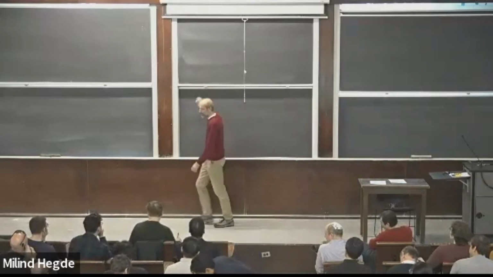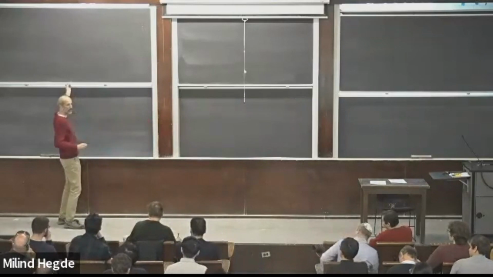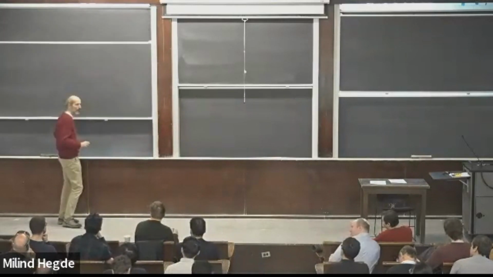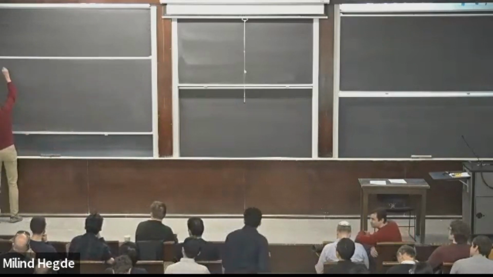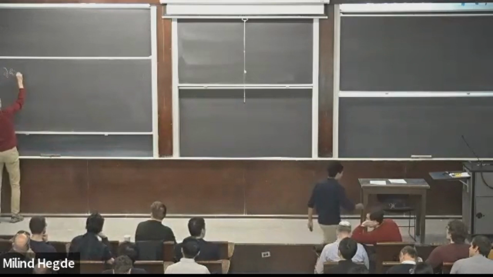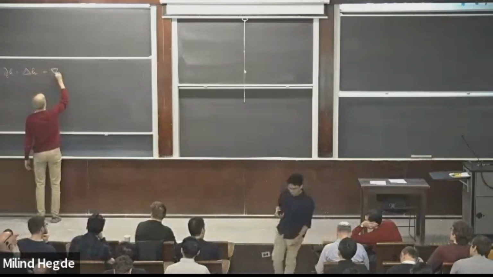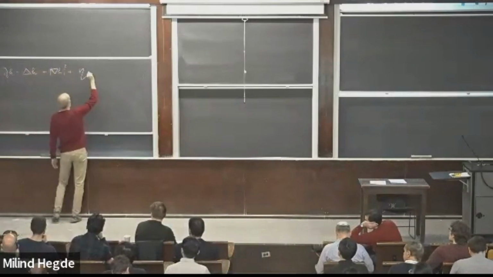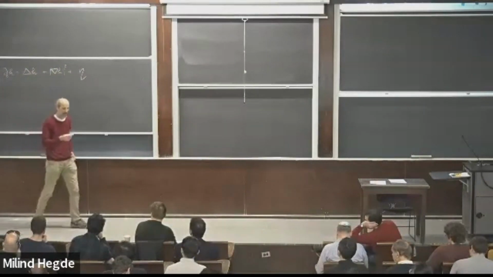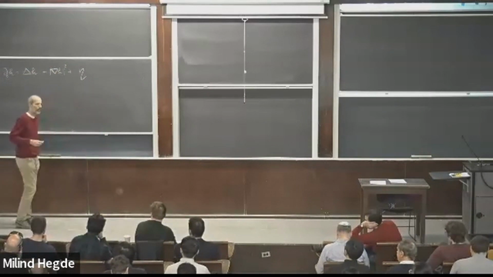So KPZ with long range disorder. So basically, what's the model we start from? Right? So we start from the KPZ equation: the time derivative of H equals the Laplacian of H plus gradient H squared plus some noise. And the noise we're interested in is going to have long range correlation.